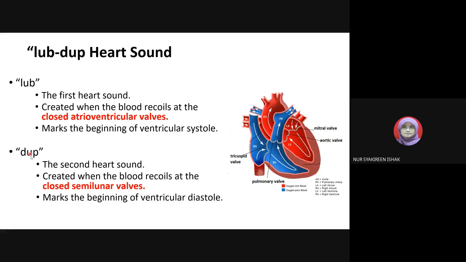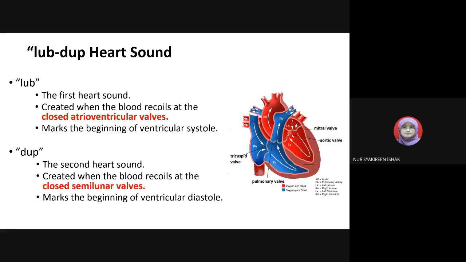As for the dub sound, it is the second heart sound, created when the blood recoils at the closed semilunar valve. Okay, so it marks the beginning of the ventricular diastole. Ventricular diastole maksudnya apa? Ventricle relax. Bila relax, dalam masa tu adalah keadaan di mana blood pressure within the ventricle is low. Okay, this is to collect blood coming from the atrium. Atrium masa ni dia akan contract, push the blood into the relaxed ventricle. So this relaxed ventricle ni, keadaan ni akan menyebabkan semilunar valve here closed.